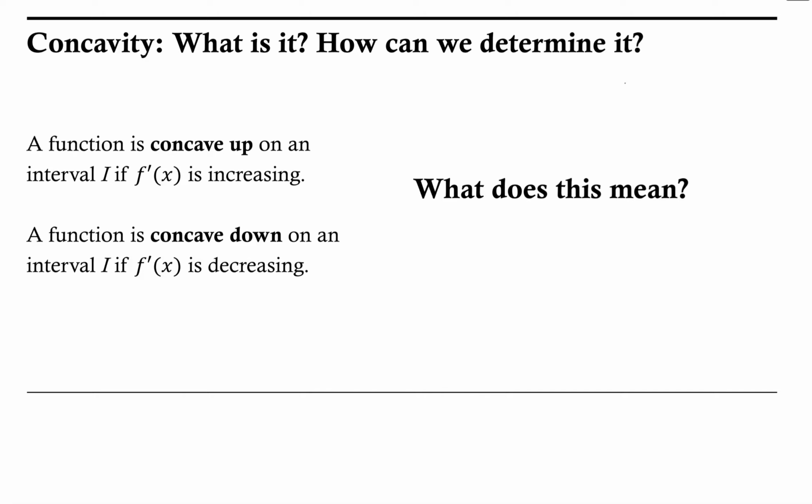Let's take a look at concavity, what it is and how we can determine it. So we say that a function is concave up on an interval I if f prime of x is increasing. Well, what does that mean? So f prime of x is increasing means that, in essence, the derivative of f prime of x is positive, or f double prime of x is positive.